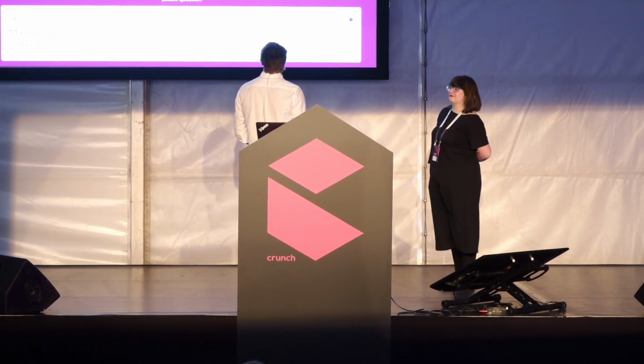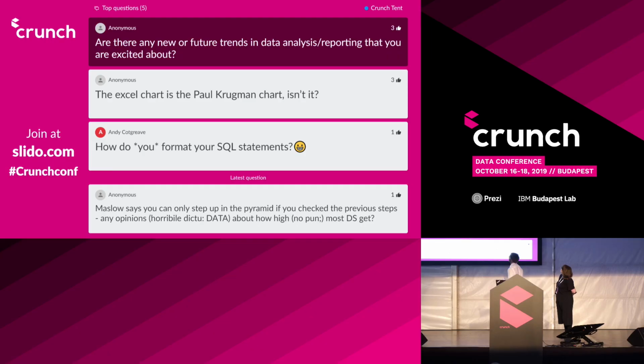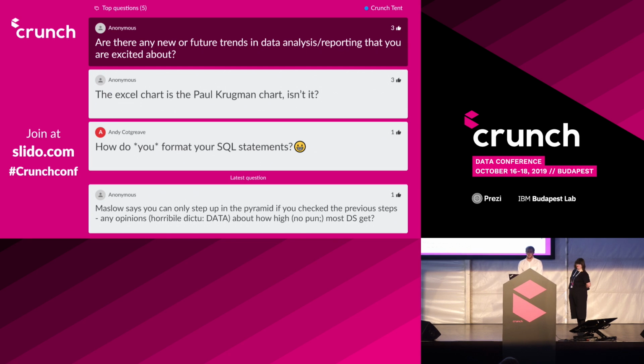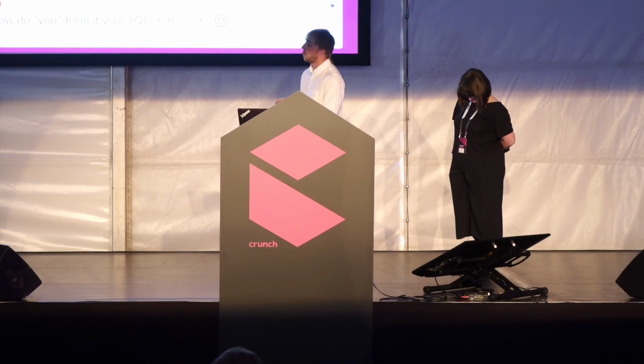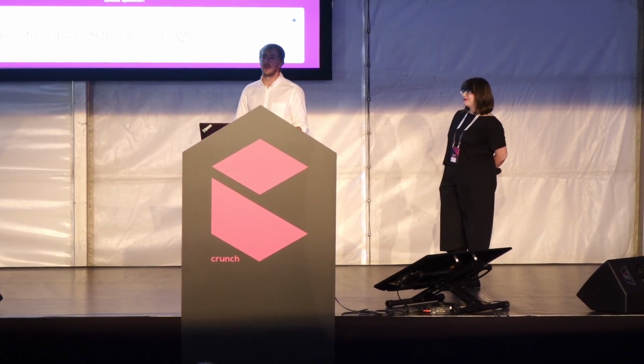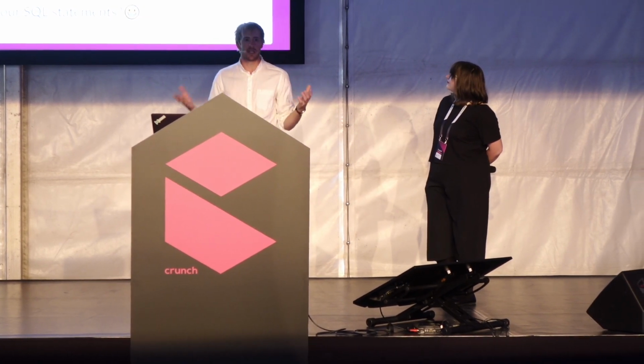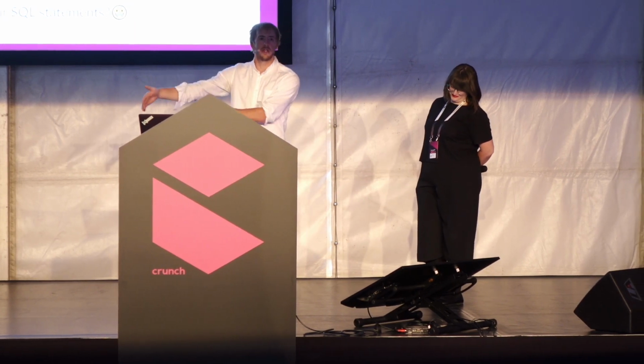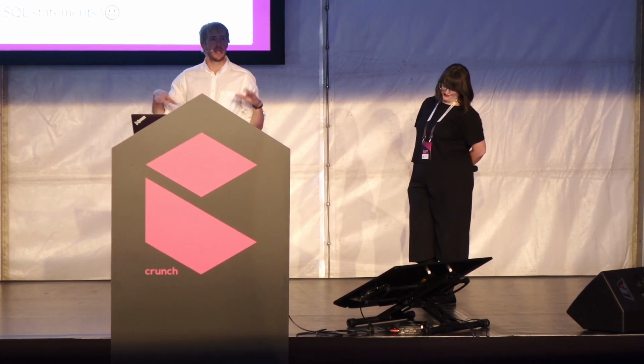Are there any new or future trends in data analysis reporting that you are excited about? I have a biased answer to this, which is a very Mode-centric answer. One of the things I think is missing in the data science and reporting world is that these two things often exist on separate tracks. There is often a data science side of the organization and a BI and reporting side of the organization. BI has often sat under IT. It originated there and is slowly transitioning into the data science and data analyst world.